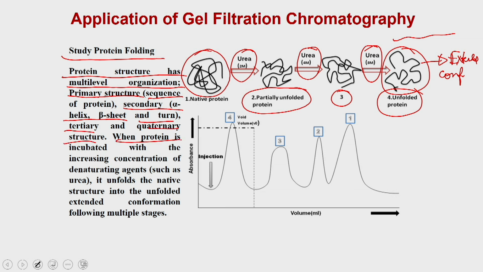When the protein is incubated with increasing concentrations of denaturing agents such as urea or GdmCl, it unfolds the native structure into the unfolded extended conformation following different types of steps. Sometimes the proteins unfold completely, sometimes they unfold domain-wise. So, that is why there is no universal law that protein unfolding is going to follow a particular pattern.